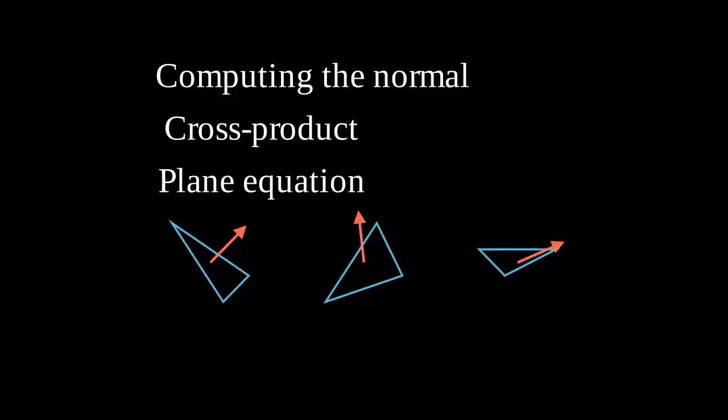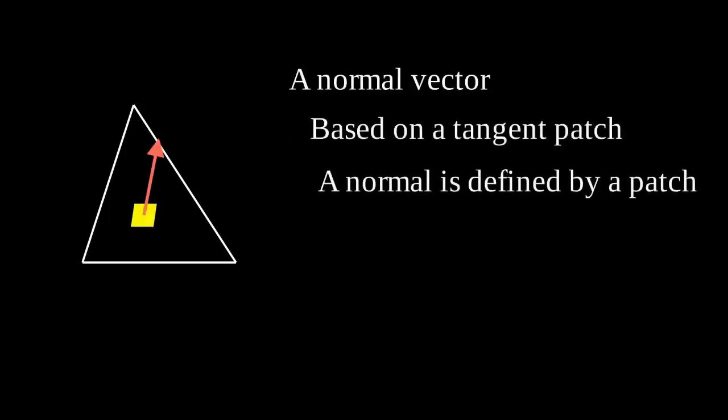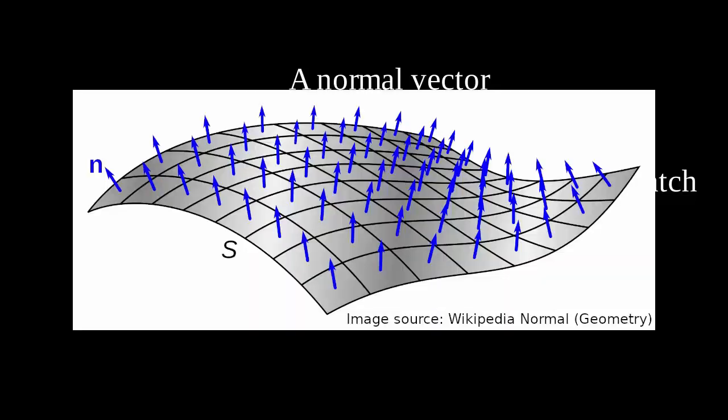A normal vector depends on the surface. Your first clue is that a normal vector is attached to a surface. At some point in the triangle, you can imagine a small patch of the triangle. Then the normal is calculated based on that patch. This patch seems redundant, but you can think about normals on a surface that isn't flat too.